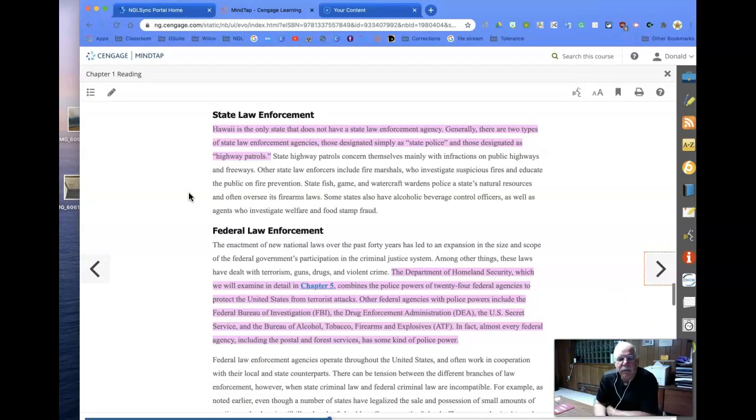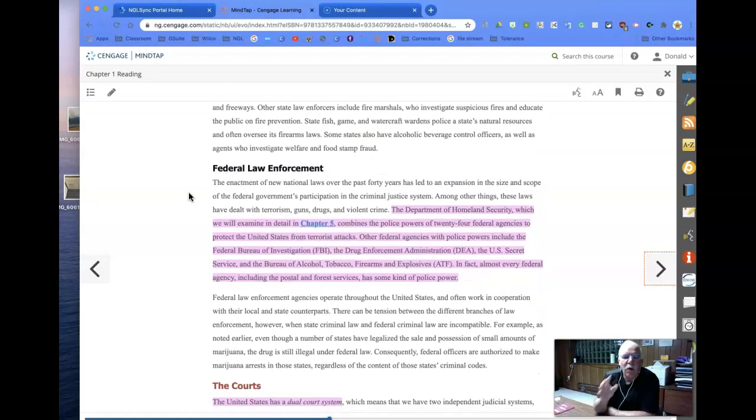The federal level, that's all the federal law enforcement agencies, and it's expanded quite a bit over the course of years. So for example, after 9/11, the Department of Homeland Security was created, and they restructured the federal law enforcement system. And today there's over 24 federal agencies under the Department of Homeland Security to protect the United States from terrorist attacks.